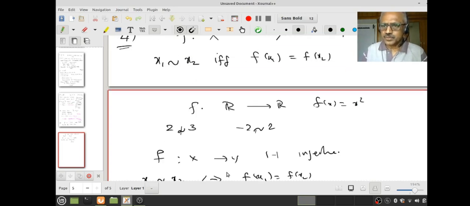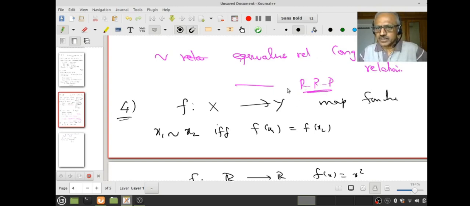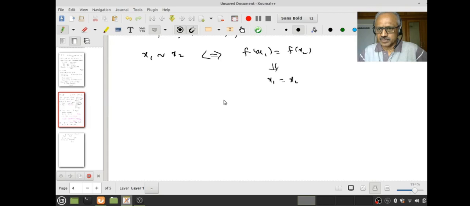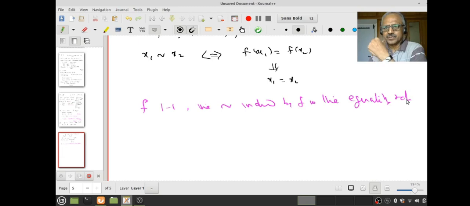Okay, I should have put a pause before, I forgot. Please stop, review this and then proceed. Okay, come to the next example. Is this clear? Therefore, for f one-one, the relation induced by f is the equality relation. What do you know about equality relation? We already know equality relation is an equivalence relation, right?